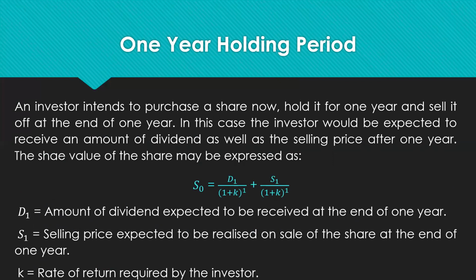So the formula to calculate that is: S0 is the variable used to denote the intrinsic value. So intrinsic value is equal to D1 divided by (1 plus K) raised to 1, plus S1 divided by (1 plus K) raised to 1. D1 is the dividend expected to be received at the end of the year. S1 is the selling price expected to be realized on sale of the share at the end of the year, and K is the rate of return required by the investor. It is raised to 1 because the securities are held only for 1 year.